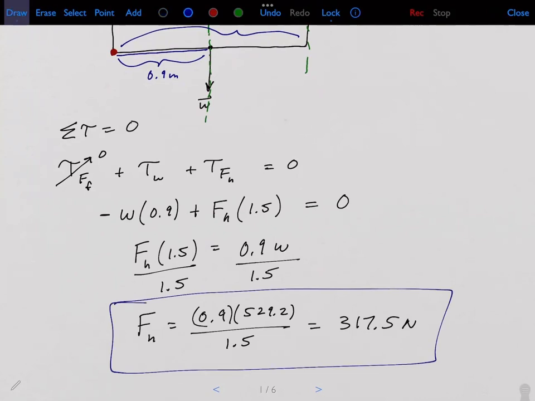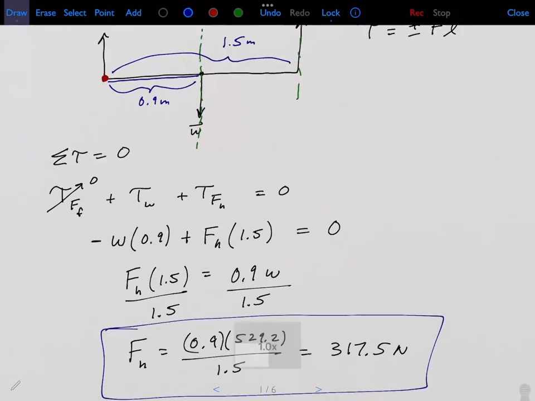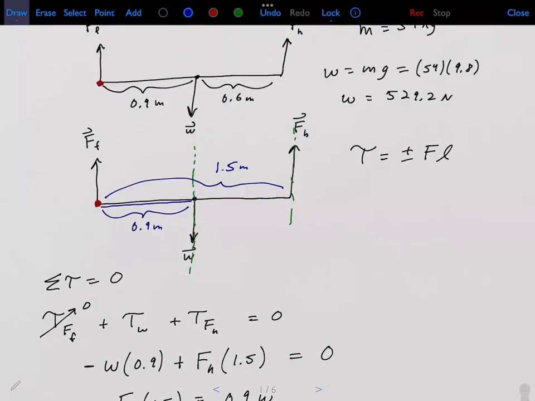How do we find the force on her feet? One way of doing it, we could do this whole problem again, right? We could shift the axis of rotation to be at the hands, and then we could use the fact that the sum of torques has to be equal to 0, and we could solve for the force on her feet. That's one way of doing it, and that's fine. You could do it that way.